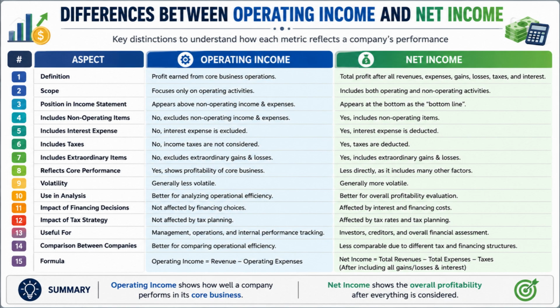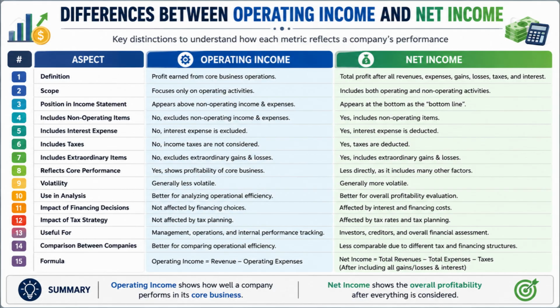Let us explore the major differences between operating income and net income. Number 1. Operating income refers to the profit earned from a company's core business operations, whereas net income represents the final profit remaining after all revenues and expenses have been accounted for.